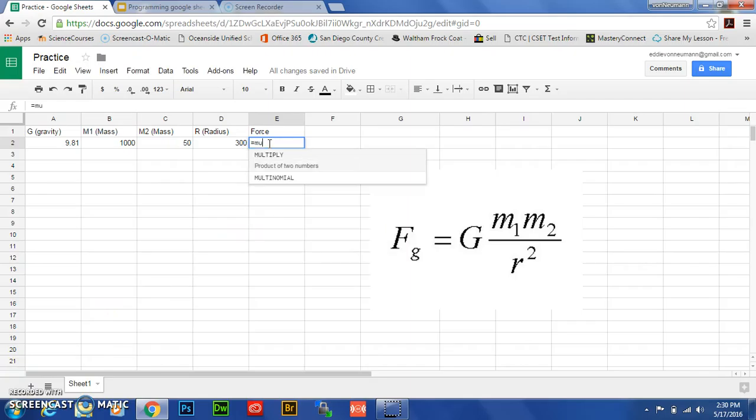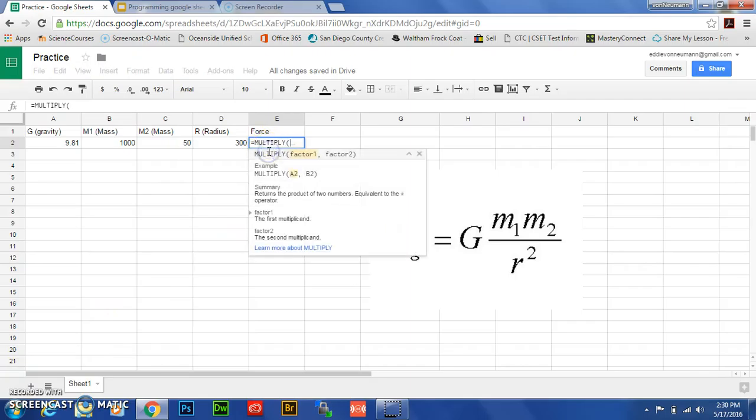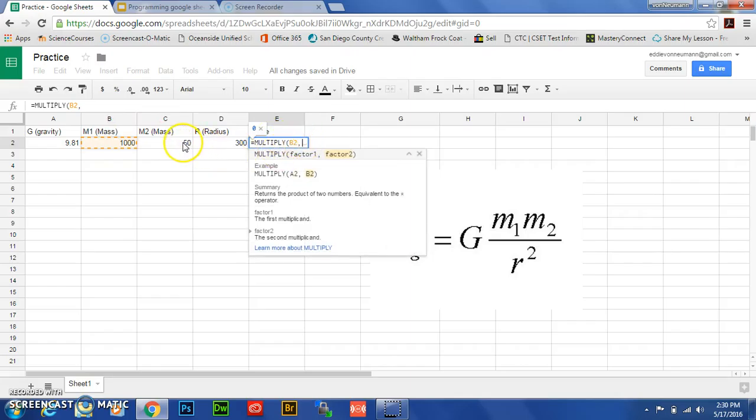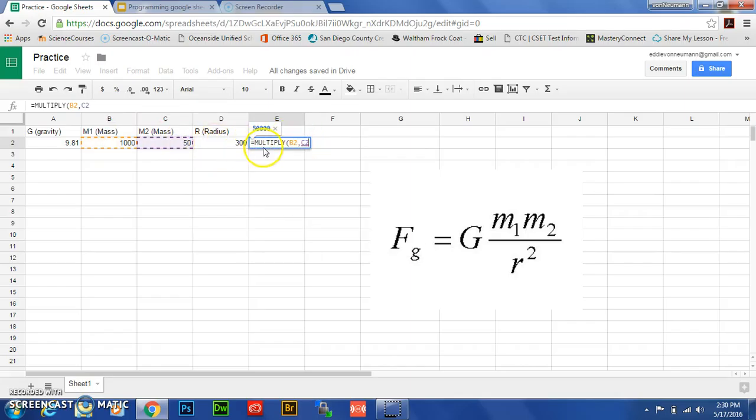That's going to be a multiply. And the first factor will be m1, so you can just click on that cell, and then you just do a comma, and my second factor is m2, and close your parentheses. So that's my first one. That gives us 50,000. So that's going to be deepest in my parentheses, but now I need to go ahead and have that divided by the r2.